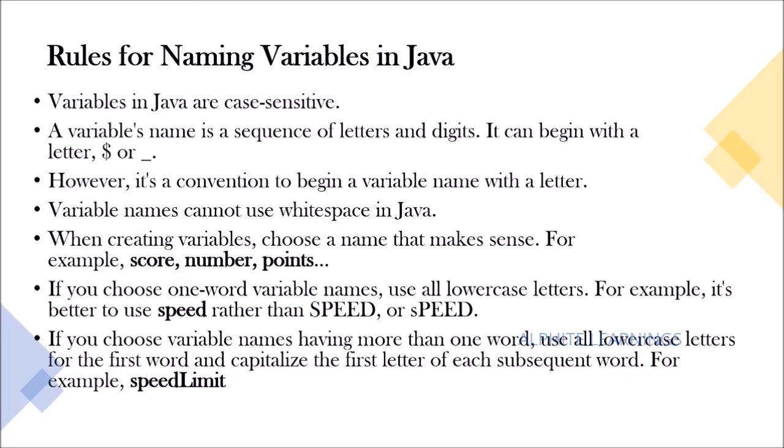So next is, if you are going to combine two words, then the first word should be completely in lowercase, and the second word beginning should be in uppercase. This is called naming in the camel case. You have upper camel case, lower camel case, and different types of writing the letters. So this is called camel case.